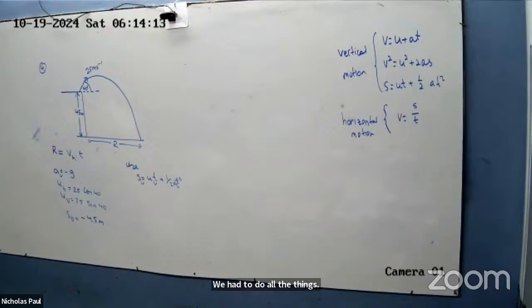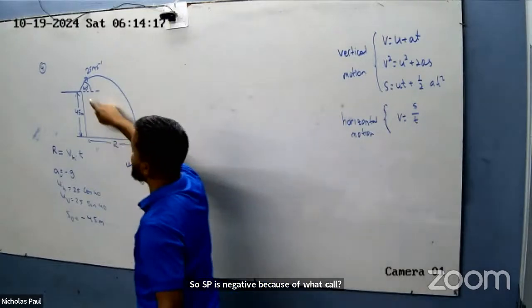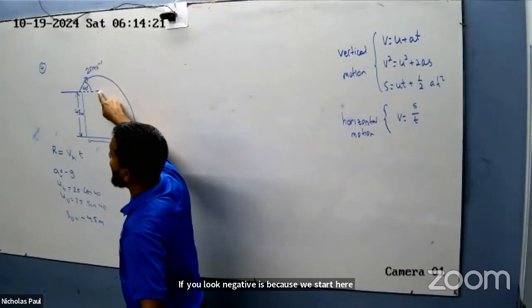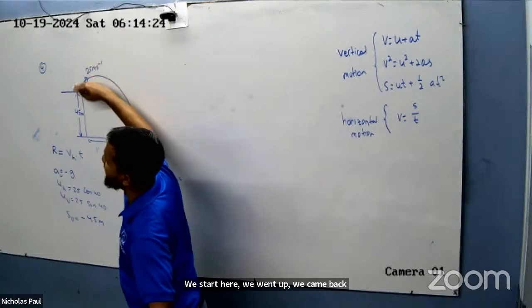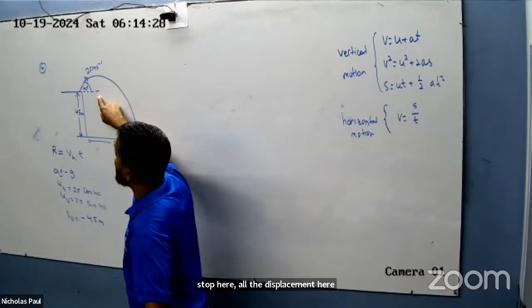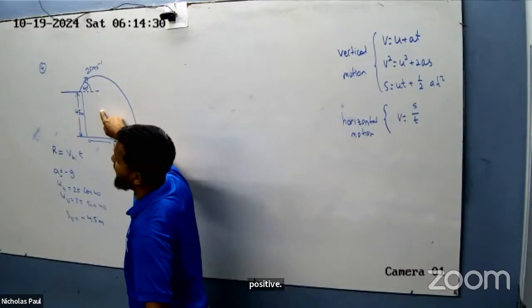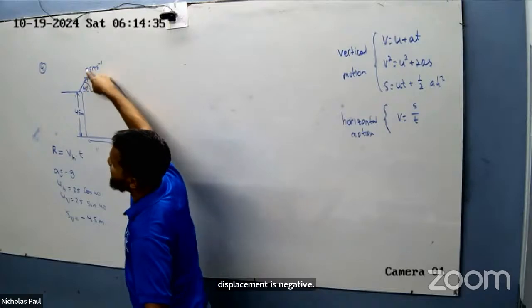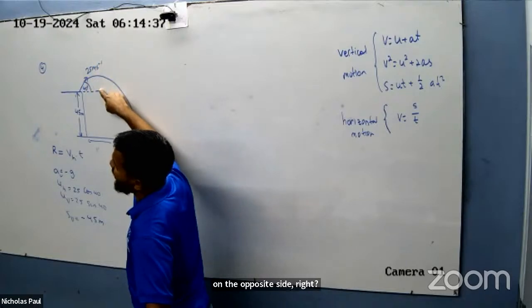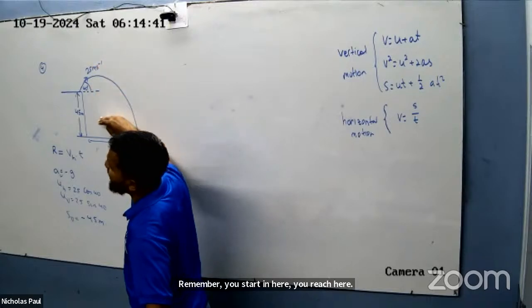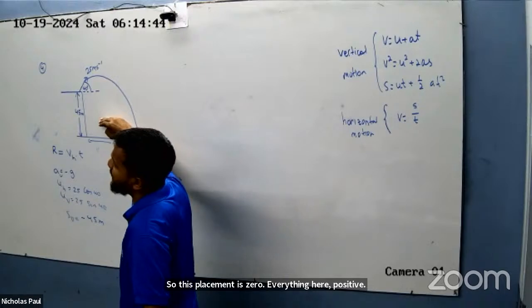So S is negative because of what? The reason it's negative is because we start here, went up, and came back down. If you stop here, all the displacement here is positive. Once you go below the starting point, your displacement is negative, on the opposite side. Remember, you start here, you reach here, so your displacement is 0. Everything above is positive. Below your starting point, everything is negative for displacement.